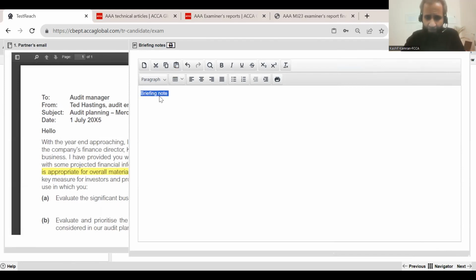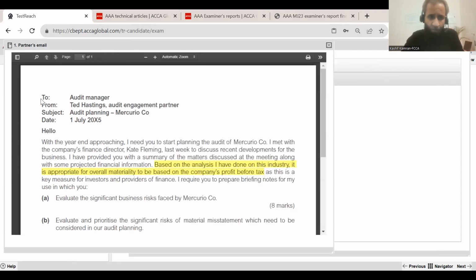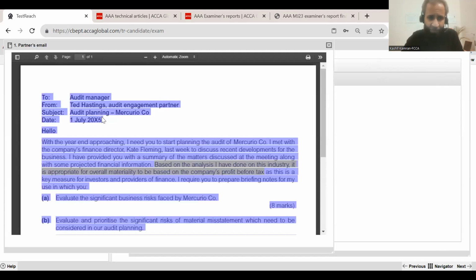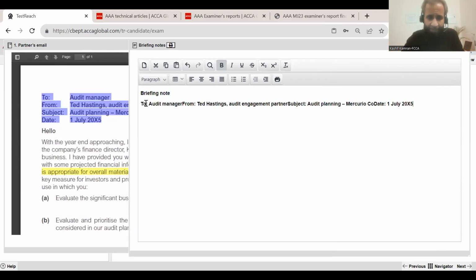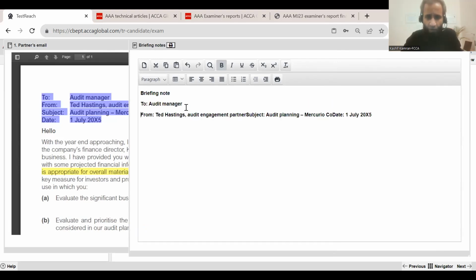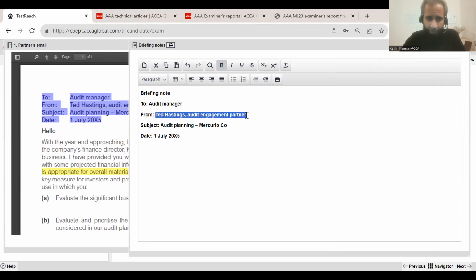But still, you can give briefing note as a heading, and then you go down and say to, from, date, subject. So you just copy this from here, Control C, and bring it back to your word processor right here. So to, from, subject, and date. Everything will remain the same because you're replying back to the email of the partner. Now, yes, the to will become the from, and the from will become the to, because you are now responding back to the partner. So we'll copy the from, Ted Hastings, and put this here in Audit Manager.